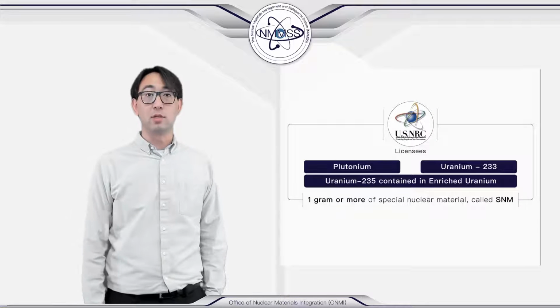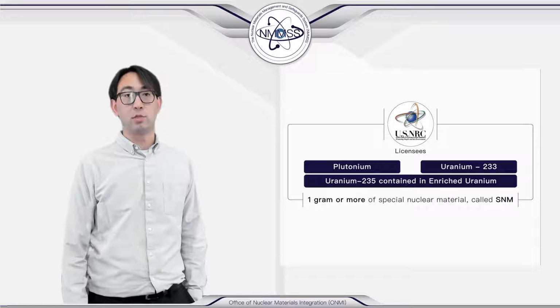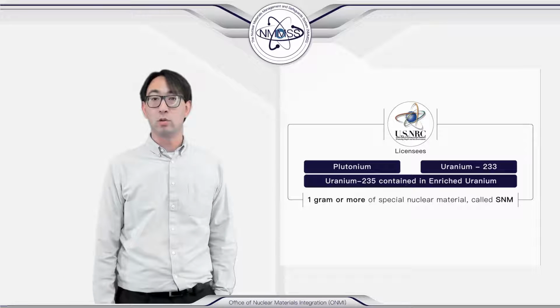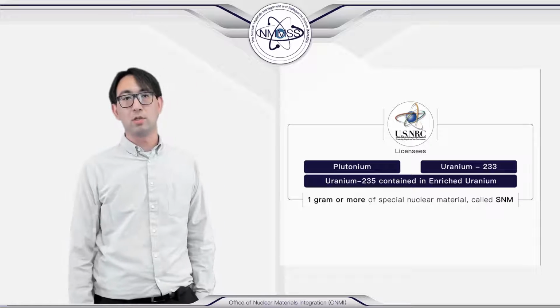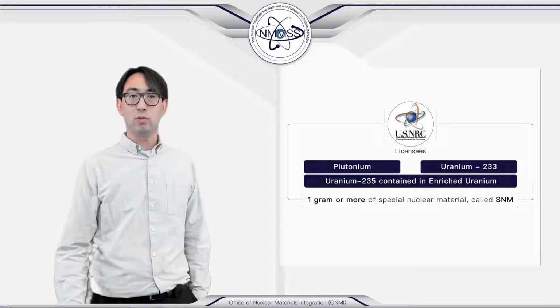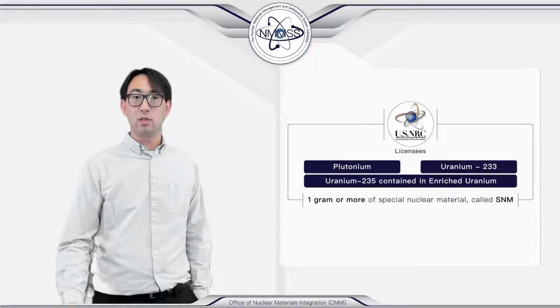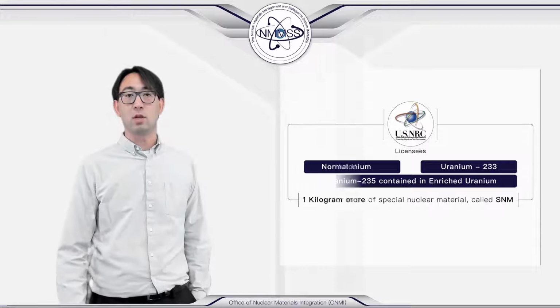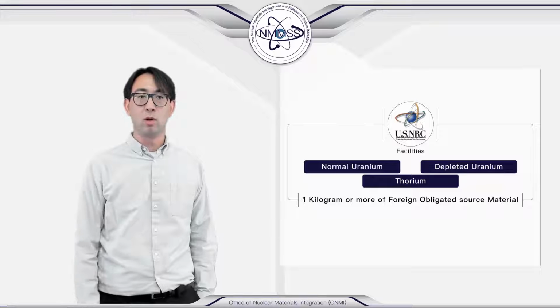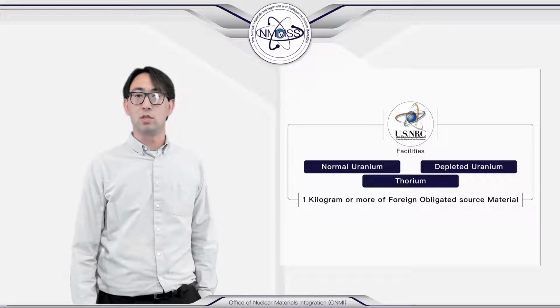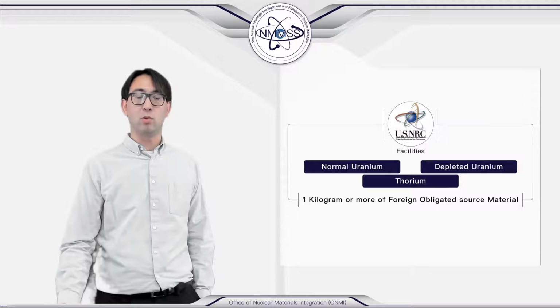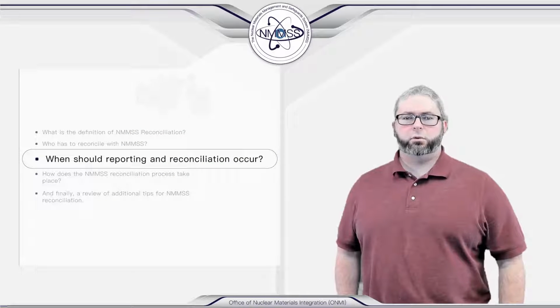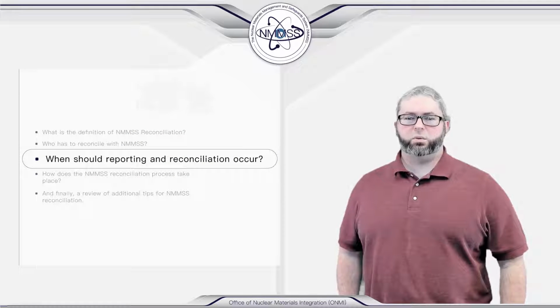For NRC licensees, they must report and be reconciled if they possess 1 gram or more of special nuclear material, called SNM. These materials consist of plutonium, uranium-233, or uranium-235 contained in enriched uranium. In addition, NRC facilities must report and be reconciled if they possess 1 kilogram or more of foreign obligated source material consisting of normal uranium, depleted uranium, or thorium. Now that we know who is required to report and be reconciled, let's discuss when this reporting should take place.